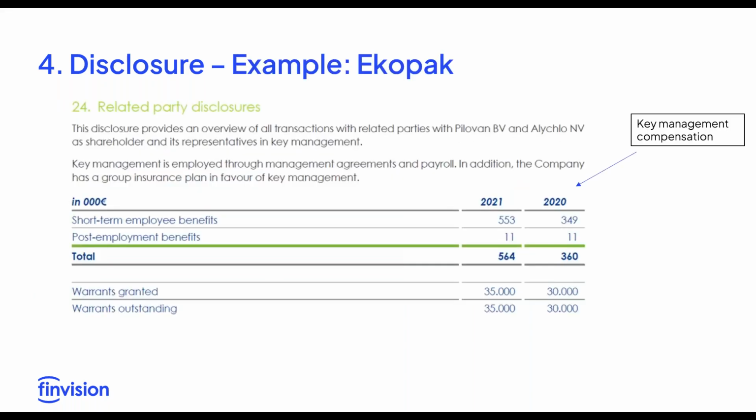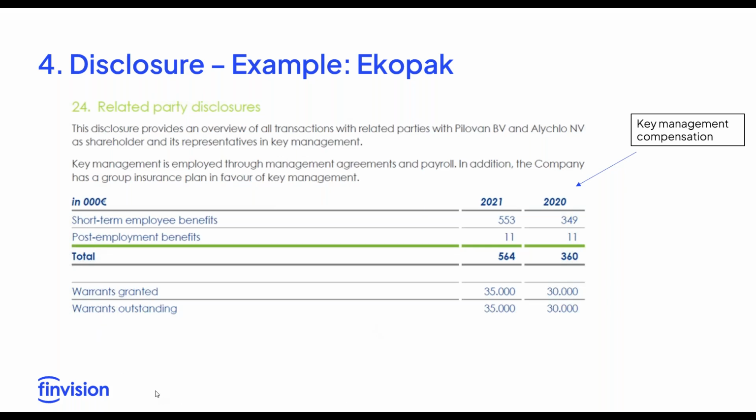Let's look at some examples. Those are publicly available, so we also mention which company it is. There's a wide variety, so we take a number of them, but obviously in practice you will see different matters. I think here there's a disclosure of EcoPack, where first of all we see the key management compensation listed, also with a description of those parties. We see the different categories as requested by IAS 24.